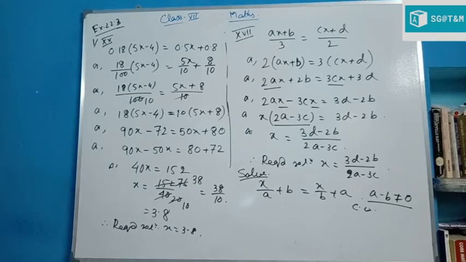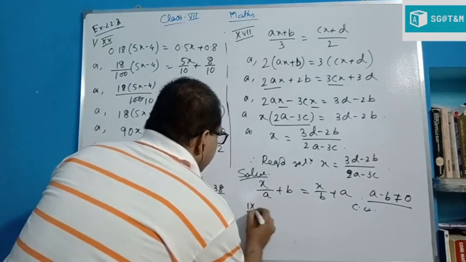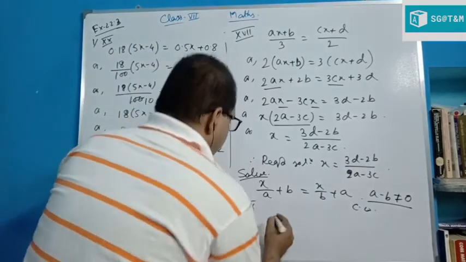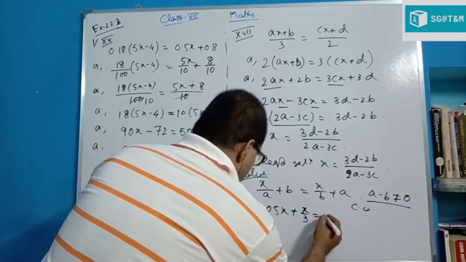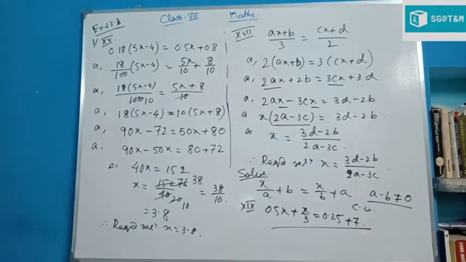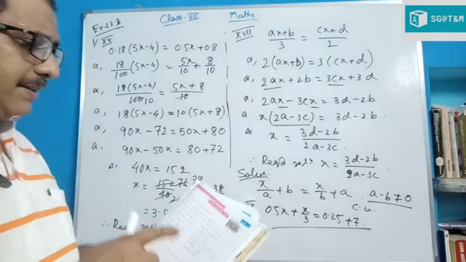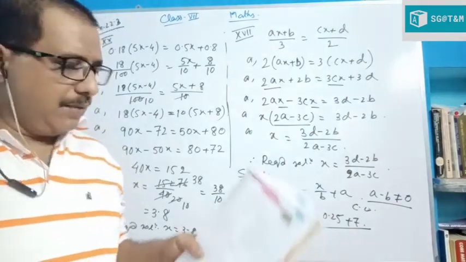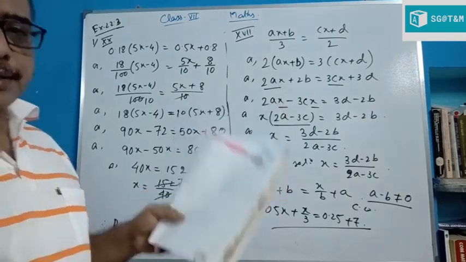And the remaining another one in point form, say 19, it is also your class work. 19, sorry, 19. 0.5x plus x by 3 is equal to 0.25 plus 7. This is also your class work. So 4 problems are given for your class work, and remaining problems of this exercise are homework.